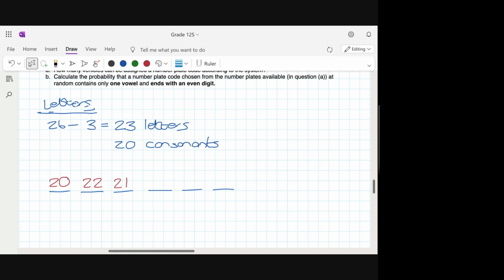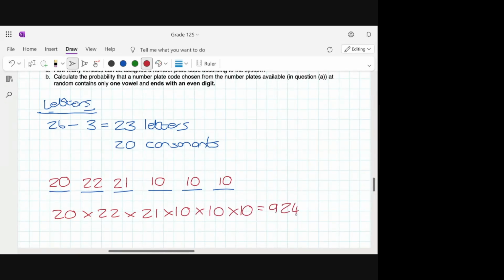Now I get to my digits. What do I know about my digits? 0 to 9, 10 options, 10 options, 10 options. This is tricky, guys. This is Maths Lit. It's a lot of literacy and interpreting the literacy of the maths. So 20 times 22 times 21 times 10 times 10 times 10 gives me 9,240,000.